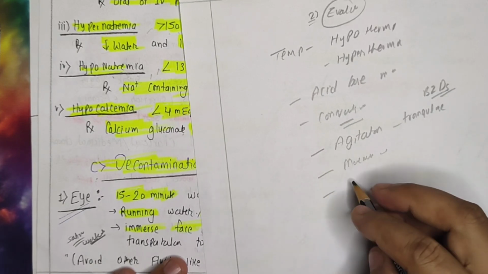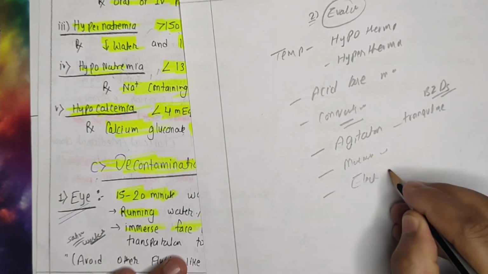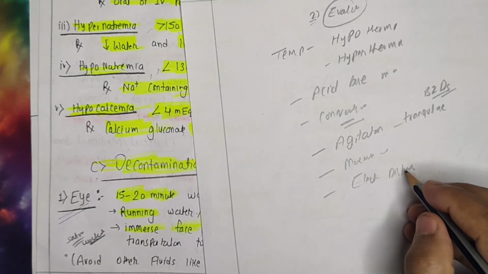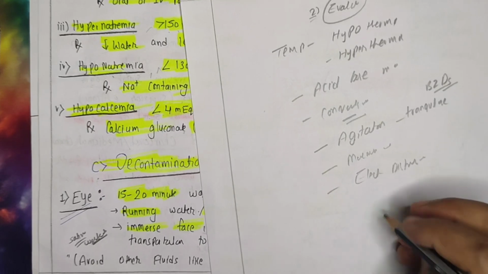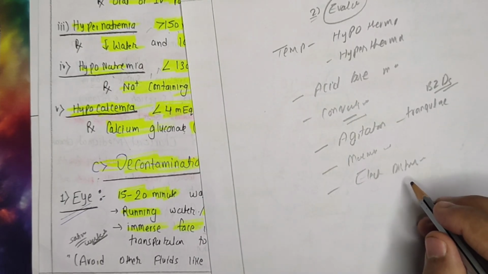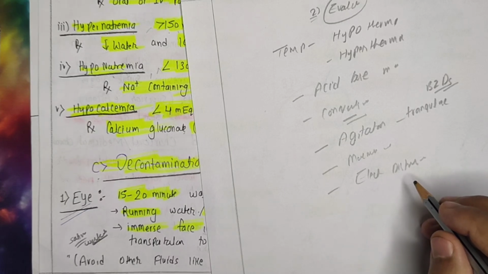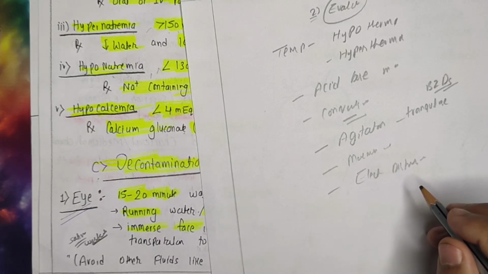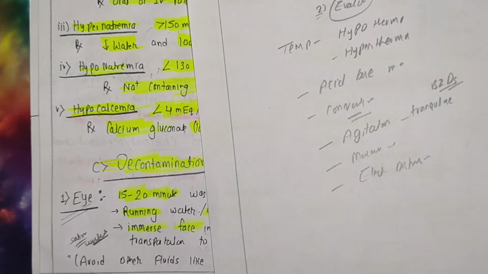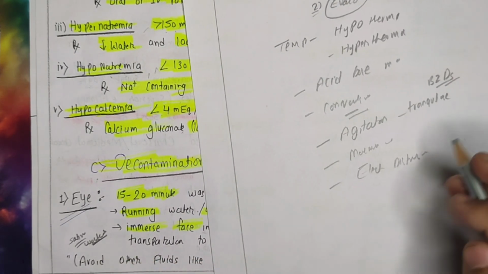Then our last parameter in today's class is electrolyte disturbances. These electrolyte disturbances need to be corrected by replacing the deficient level of electrolyte or removing the excess level of electrolytes from our blood circulation. So this is how we are going to evaluate the patient and simultaneously manage the abnormal conditions during the evaluation. So thank you for listening to today's class.